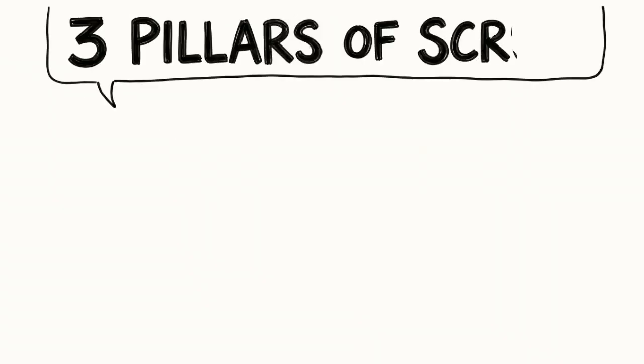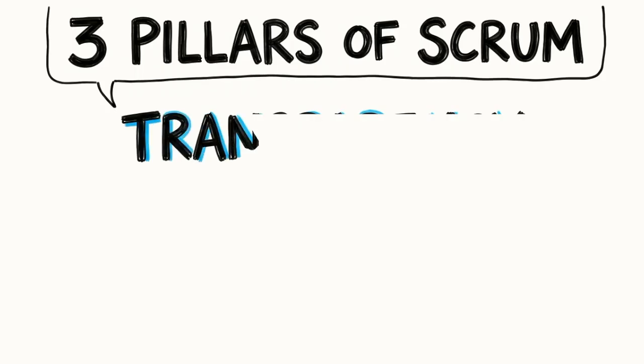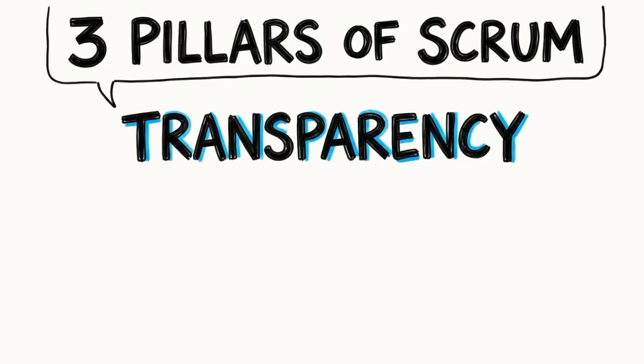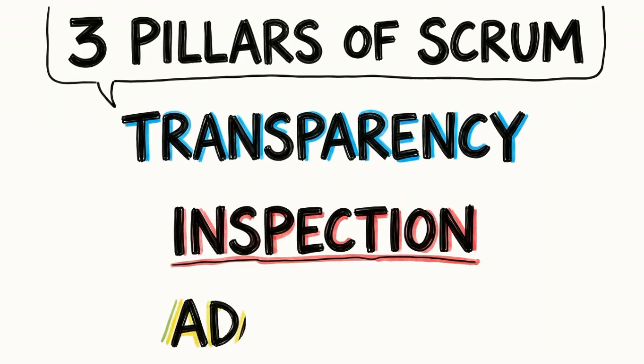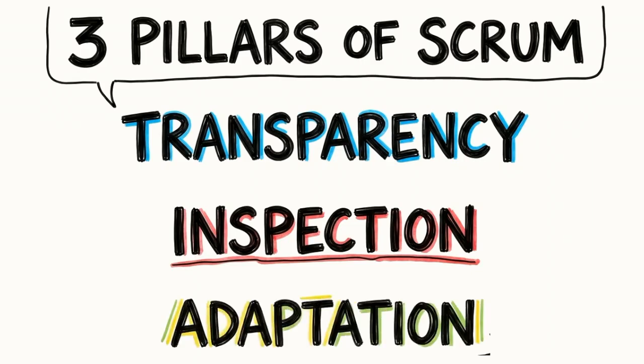Scrum stands on three pillars. Transparency means everyone can clearly see the work and progress. Inspection means the team checks regularly how things are going. Adaptation means the team adjusts quickly based on what they learn.